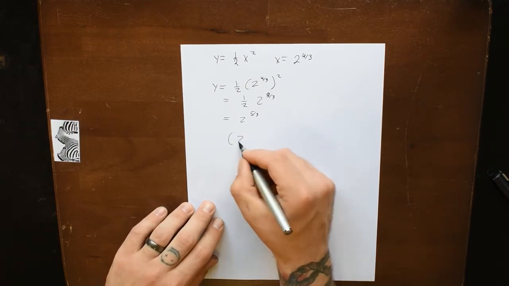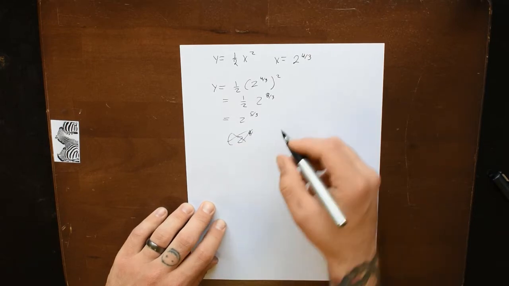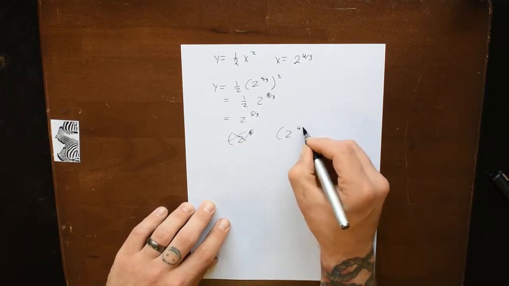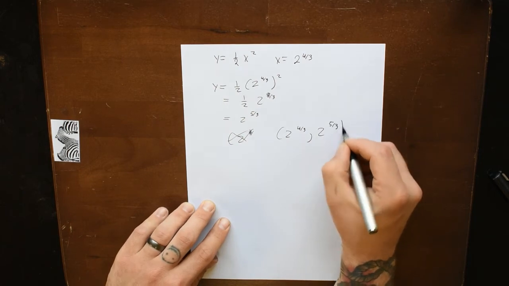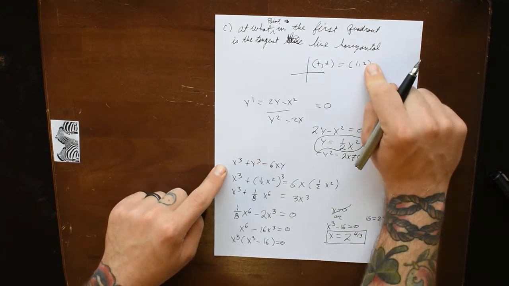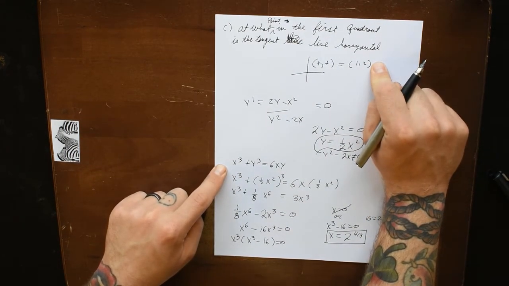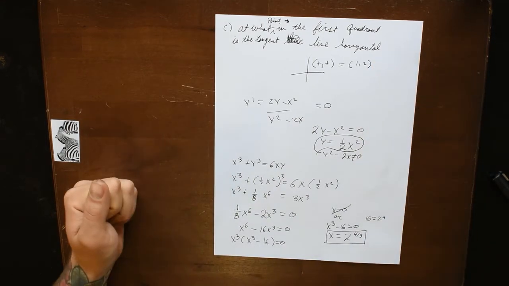That gave us the point 2 to the 4/3, 2 to the 5/3. It's the only spot on this curve that's in the first quadrant that has a horizontal tangent line.